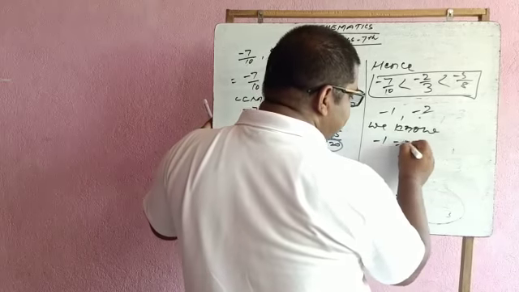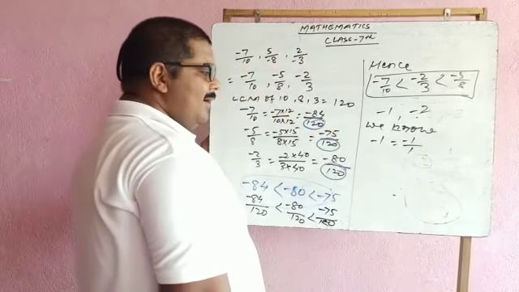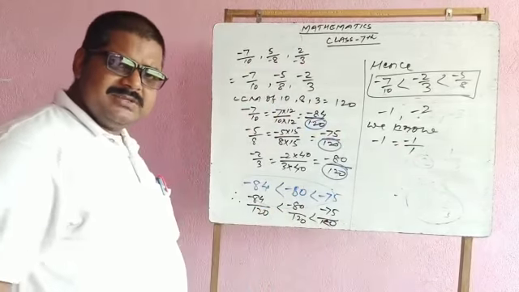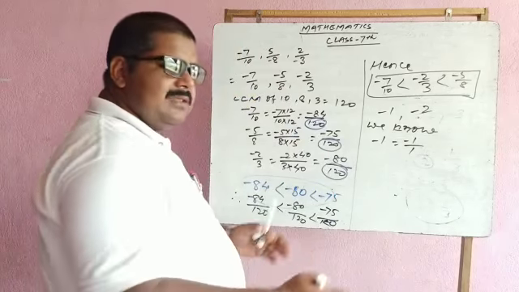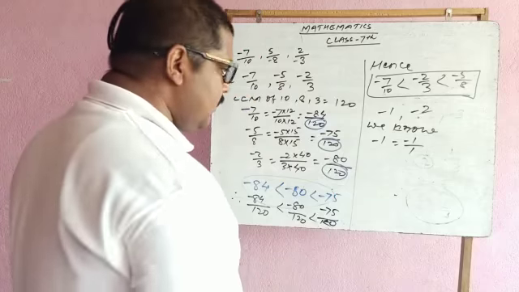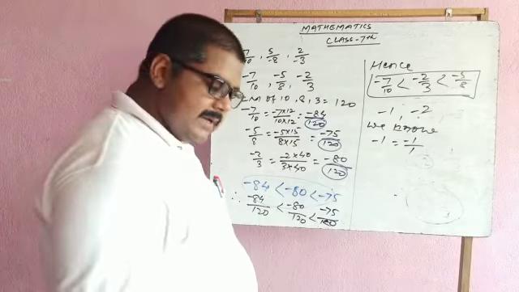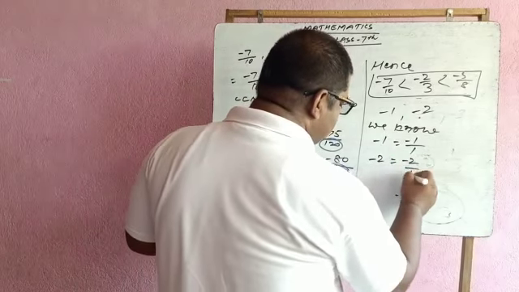You know that minus 1 can be written as minus 1 upon 1, because every integer can be written with denominator 1, and it can be written in the form of a rational number because integers are also a type of rational numbers. Minus 2 can be written as minus 2 upon 1.